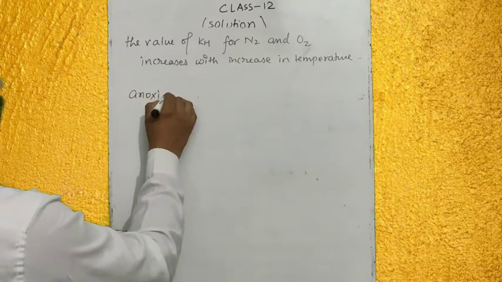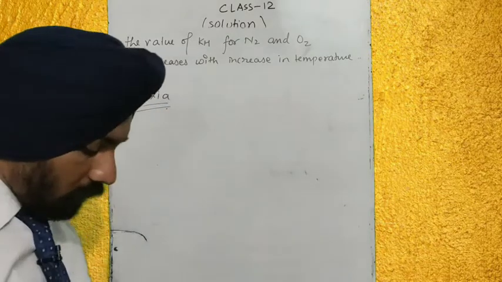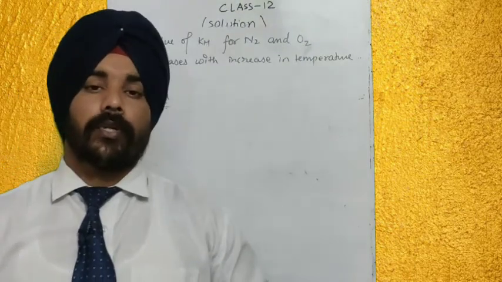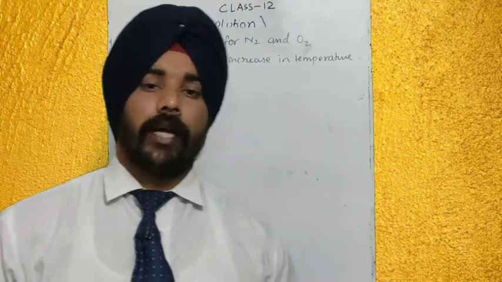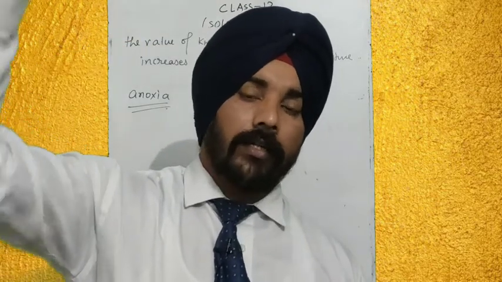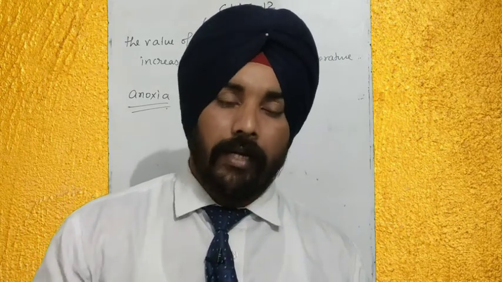Okay, one more example I am going to discuss here related to Henry law, that is anoxia. Anoxia is a kind of condition which happens to the mountaineers. Okay, when a mountaineer goes to the peak of a mountain, what happens to them? Because at the height the concentration of oxygen is very less, so the dissolution of oxygen in the blood will also be very less. Okay, cells are not getting the proper amount of oxygen, so the person becomes weak and his thinking ability also becomes very less.